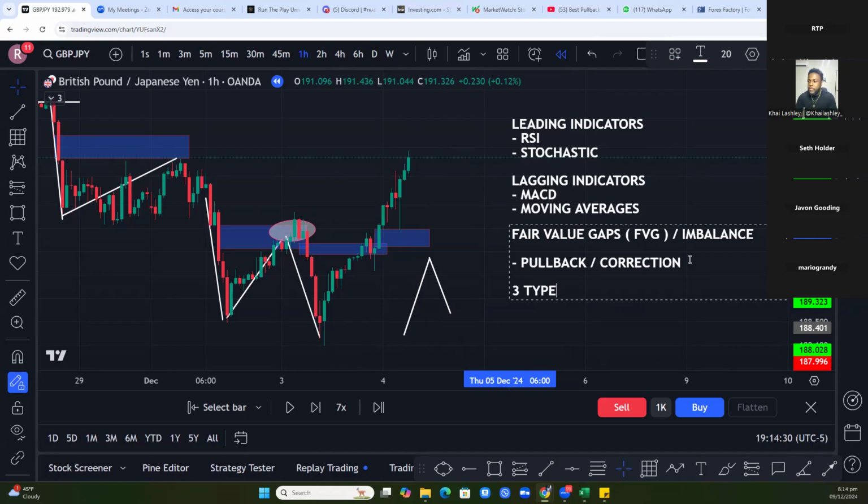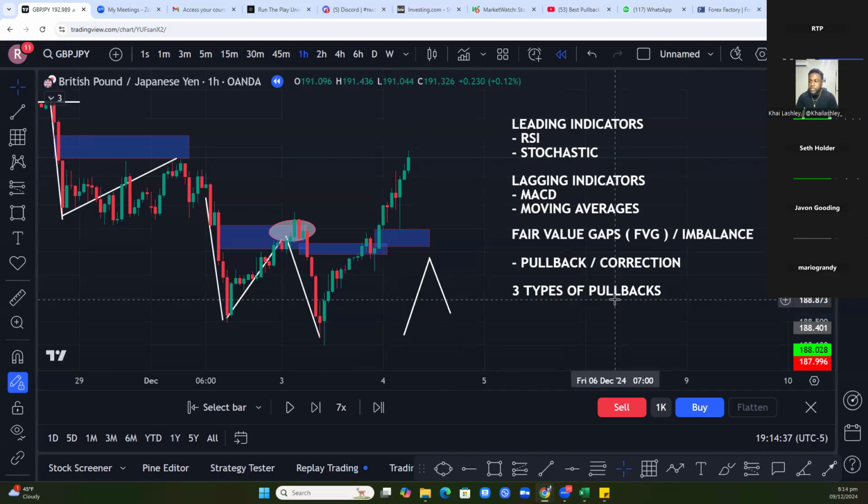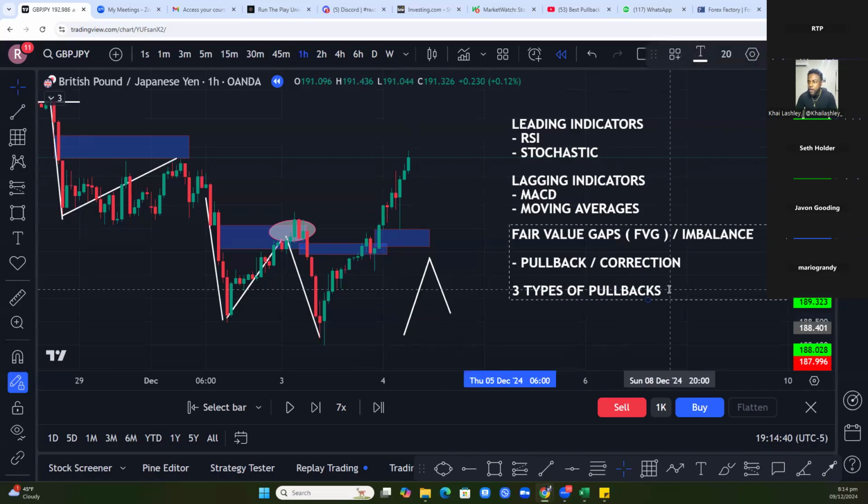Three types of pullbacks. There are two that are more solid to trade from. So the three types: number one, there's the aggressive pullback. We don't really want to be trading those, but there's the aggressive pullback. Two, there is the corrective pullback.